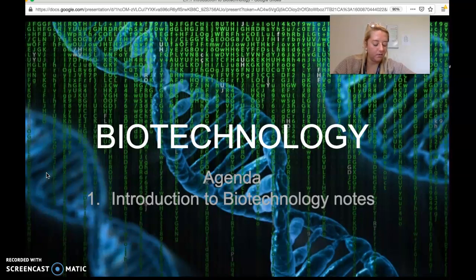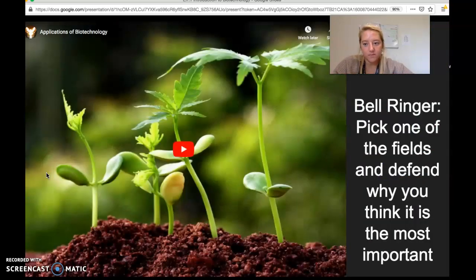There is no official vocabulary for this unit, so we won't be doing that today, but we are going to have a bell ringer. This is going to be posted on Canvas so that you can watch it yourself. But I would like you in your bell ringer section to pick one of the fields of biotechnology. There are a couple different branches or fields, and defend why you think it's the most important. We don't really know a lot about biotechnology, but hopefully you can just pick what you think is most important right now. Pause the video, watch that video, and when you're done with your bell ringer, come back. It's going to have a lot of videos today, so you're going to have quite a bit of back and forth.